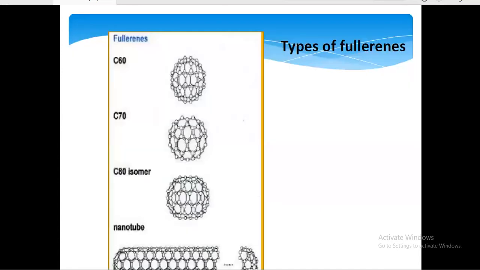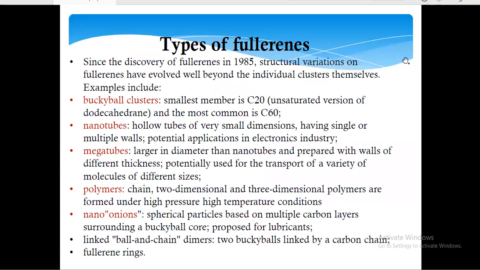Fullerene suite. Types of fullerenes are C60 Buckminster Fuller, C70, and nanotubes, which we have studied in the previous video on the nanotubes topic. So, types of fullerenes. Since the discovery of fullerenes in 1985, structural variations on the fullerenes have evolved well beyond the individual clusters themselves. The first example under the list of the types of fullerenes is buckyball clusters. In the buckyball cluster, the smallest member is C20, which is basically the unsaturated version of dodecahedrane, and the most common is C60.